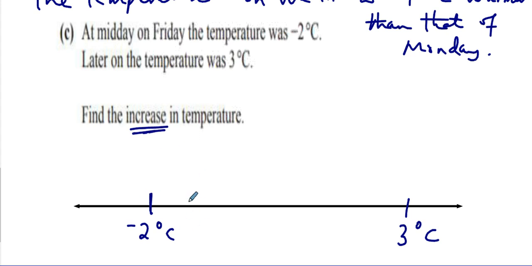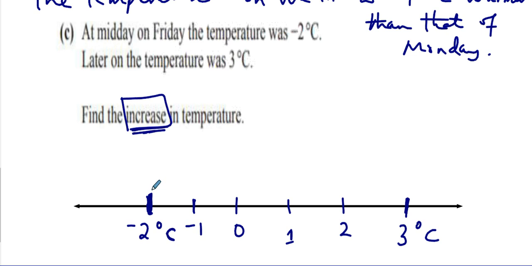We have -2, go up, -1, go up 0, go up 1, go up 2. See that? So the temperature was -2 degrees centigrade, then it went higher to 3 degrees centigrade. Now the question is, how many steps has the temperature gone from -2 to +3? How many steps are there?